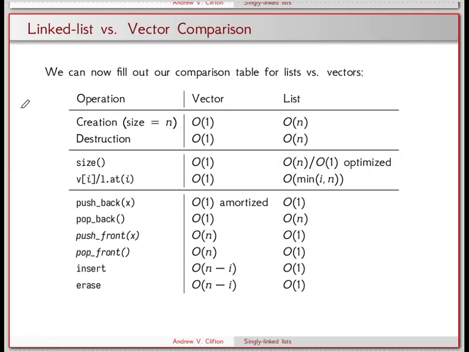So here's that table again. You can kind of see, what are vectors good for? They're good for subscripting and push backs and pop backs. What are linked lists good for? They're good for push backs and then general inserts and erases in the middle or something like that right there.